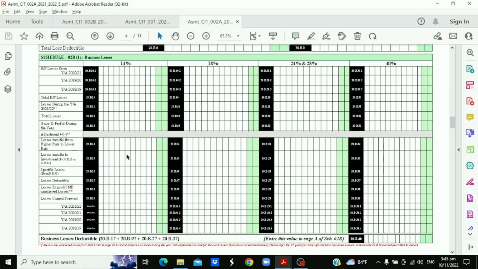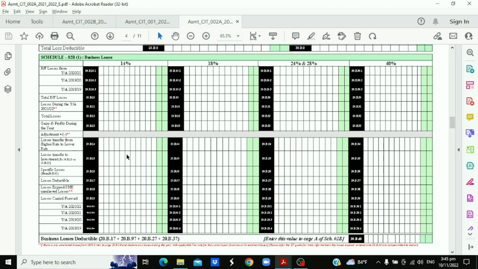Think of an SMB company with the previous year's tax at 14% due to turnover in the last period. This company was recognized as an SMB, but this time their turnover exceeds the turnover threshold. Then what happens? Previous year 14%, but this year they have to pay tax at 24%. By applying the normal rate, can they bring the previous year's losses to this year? It is prohibited. Why? We can't bring lower rate loss to a higher rate.